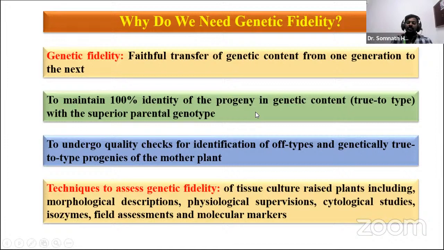So with the superior parental genotype, we need to follow genetic fidelity testing, to undergo quality checks for identification of true-to-type, genetically true progenies of the mother plant. That's why we need to have genetic fidelity. This genetic fidelity is standardized for different crops based on genetic markers.